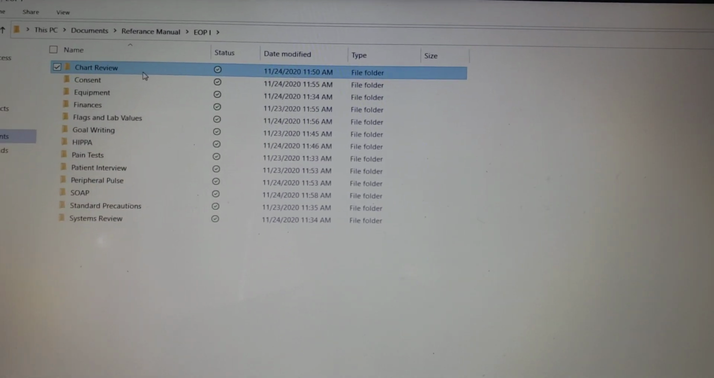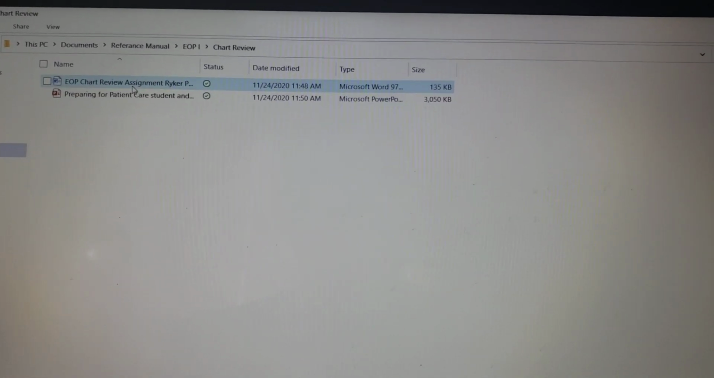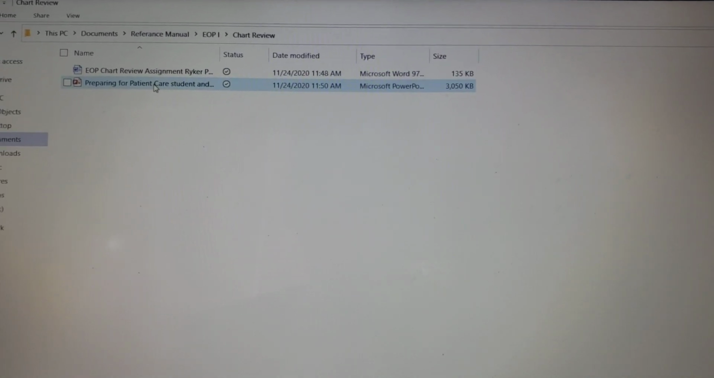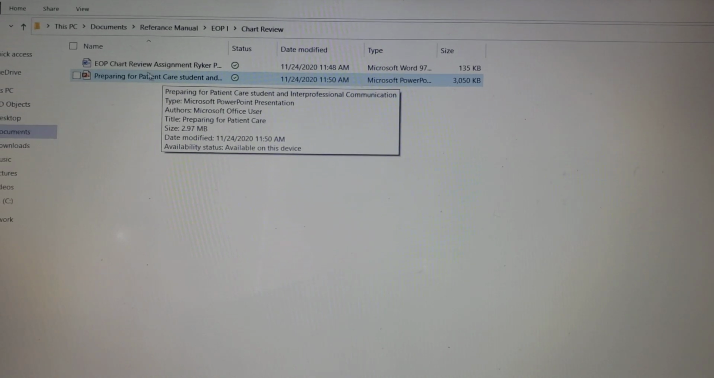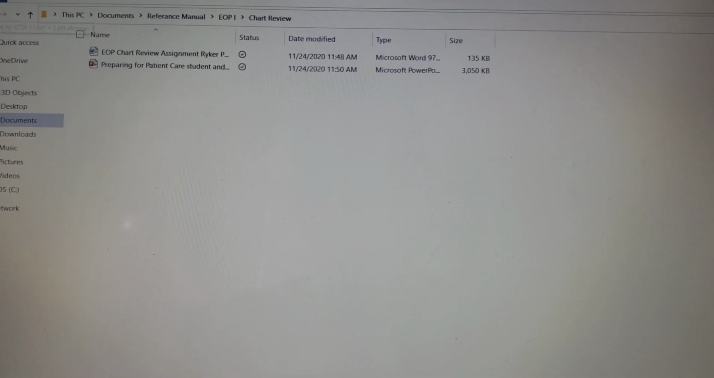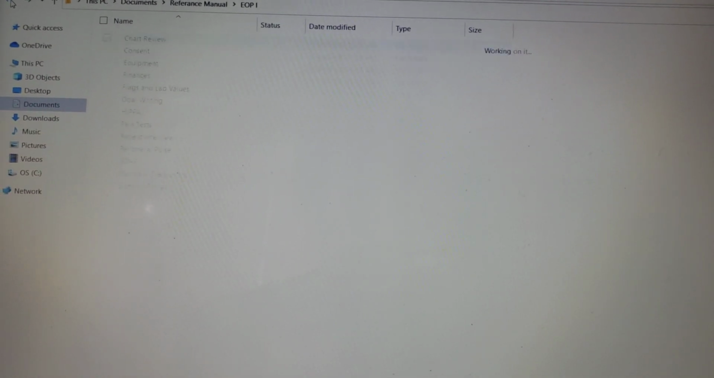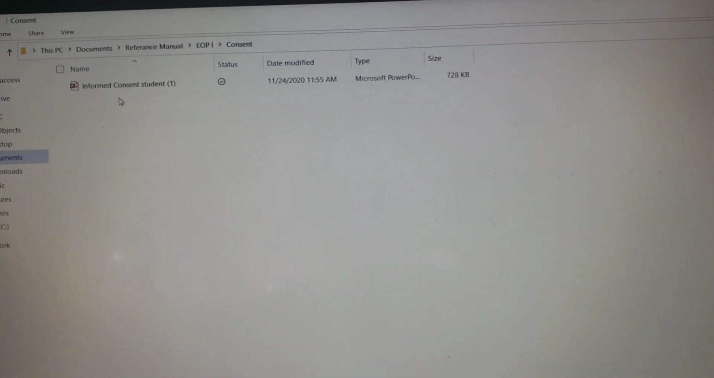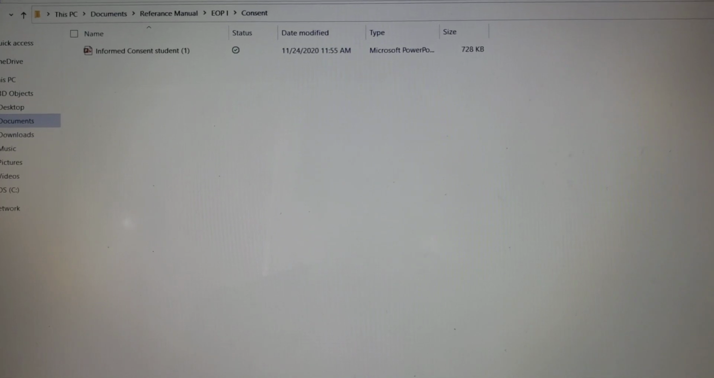So in my first folder, I have chart review. Within this, I have the EOP chart review assignment, as well as the preparing for patient care and student document. And that talks about interprofessional communication. So that's why that's in chart review. And then I have consent, and that just is our informed consent PowerPoint.